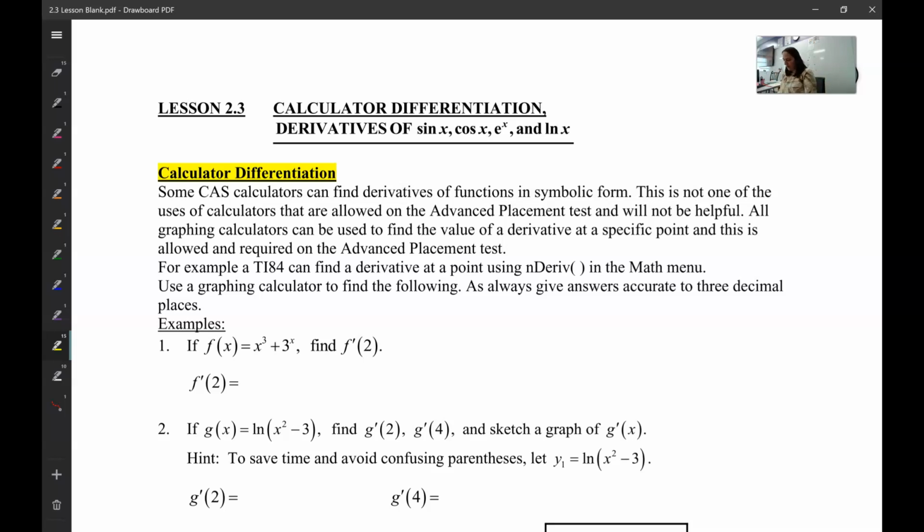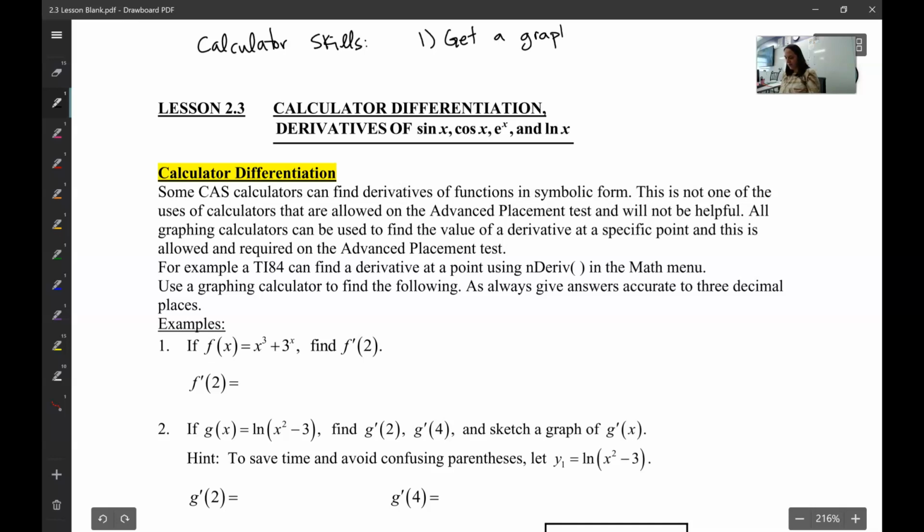So I want you to write down right now, these are the skills that you can use a calculator for on the AP test. So on the AP test, you can use a calculator to get a graph. So if you need a picture of a graph or you need to find intersections or anything like that, and it is on the calculator section of the AP test, you can use your calculator to look at a picture of that graph.